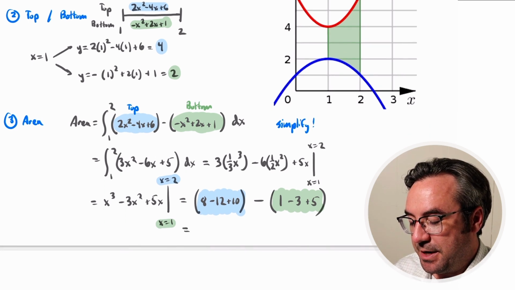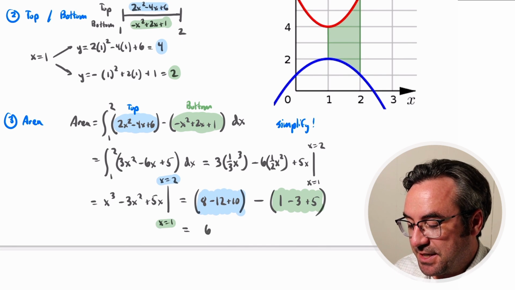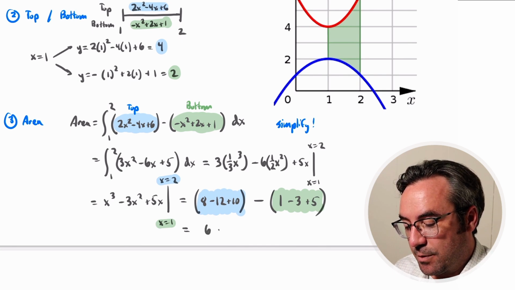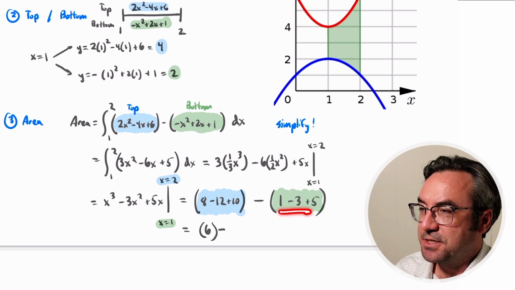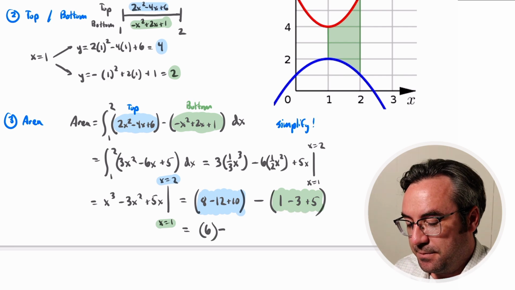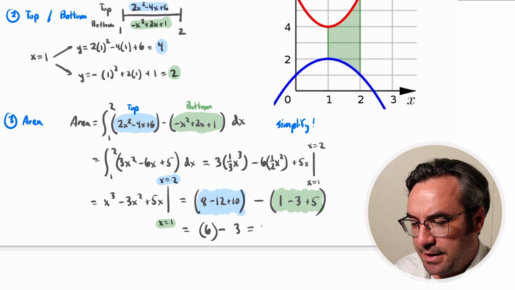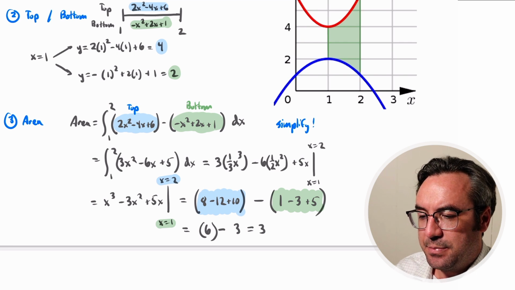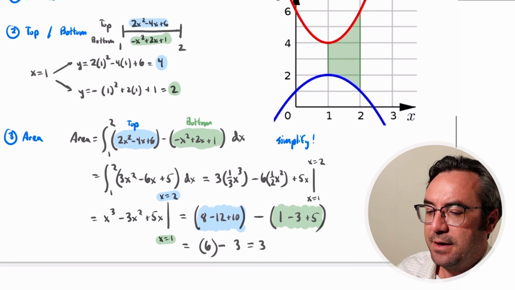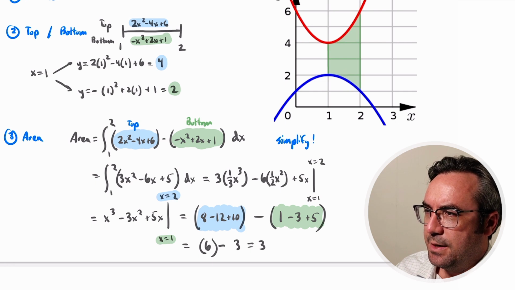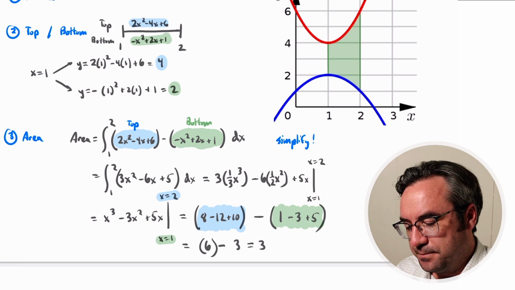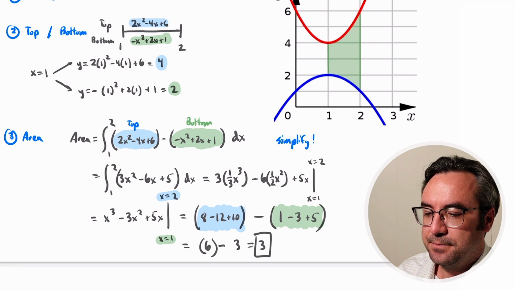The first bit here simplifies to 6. And then we're minusing. And what do we got over here? So we've got 6 minus 3, which is 3. And we end up with 3 as our area. So looks good. So that's our area here.